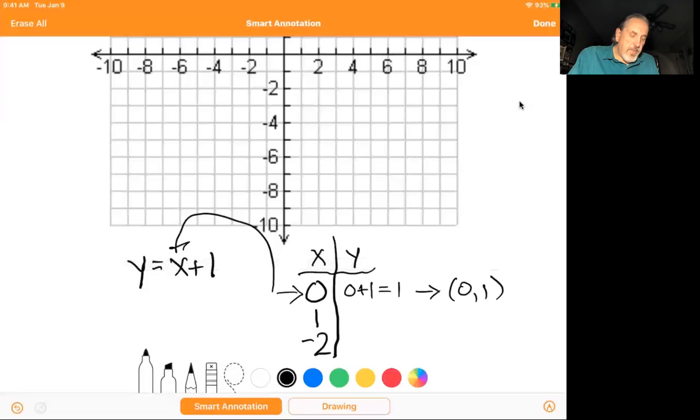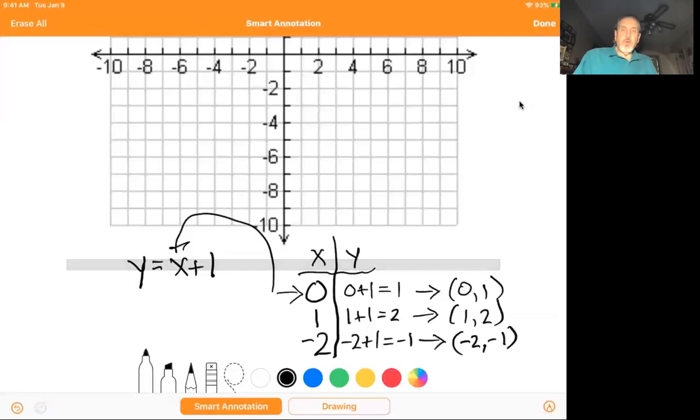Now we're going to do the same thing with x being a positive 1. So 1 plus 1 is 2. So that gives us the ordered pair 1, 2. And we'll be able to graph that. And then we do the same thing with the third value. -2 plus 1 is -1. So that gives us the ordered pair, x is, oops, my fault. Sorry about that. x is -2, y is -1. And now we have 3 ordered pairs.